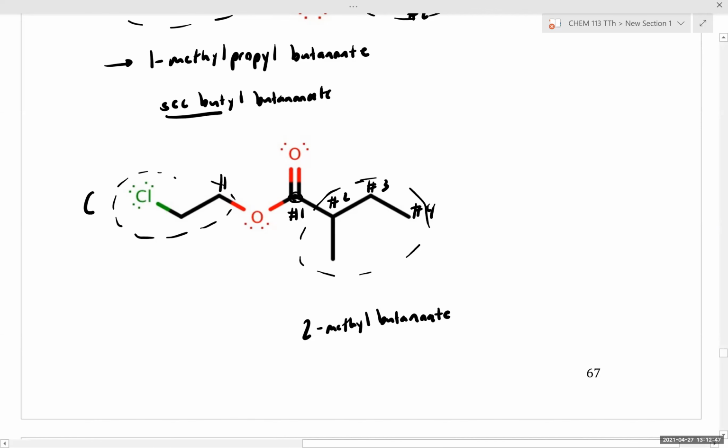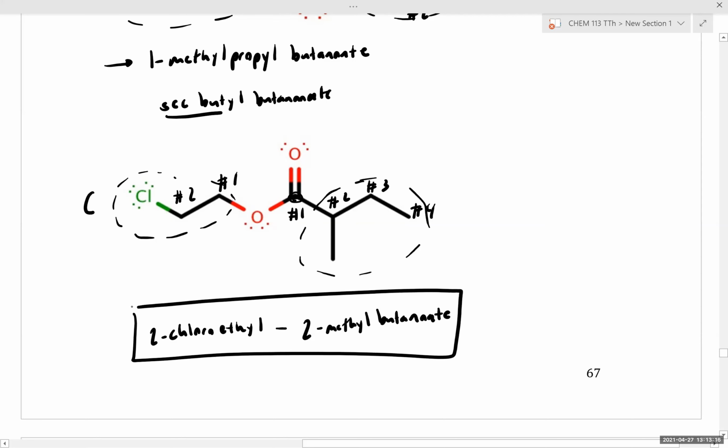We have another student proposing the name for this alcohol side chain as 2-ethylchloro or 2-chloroethyl. Perfect. 2-chloroethyl. No worries. So we have 2-chloroethyl for this alcohol side chain, 2-methylbutanoate for the main chain. So we name this as 2-chloroethyl 2-methylbutanoate. Does that make sense to everyone? Any questions on these examples?